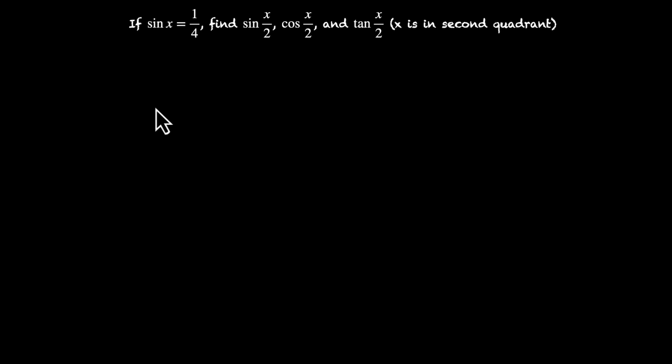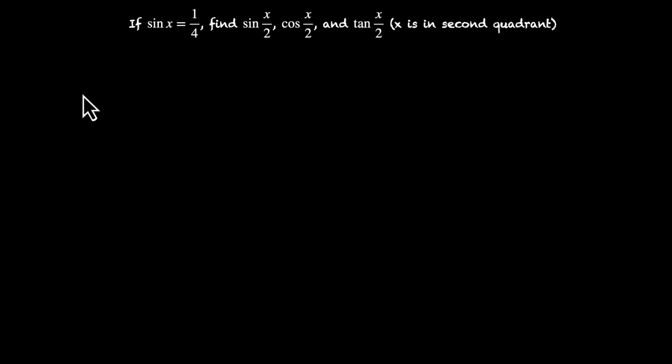Now there are many ways of solving this. One approach could be to form a triangle, get the values of cos and tan from this sine. Be careful that x is in the second quadrant, so cos and tan will be negative. Once you have sine, cos and tan of x, you can pick your favorite ratio and get the values for x by 2. I'll use a different approach.